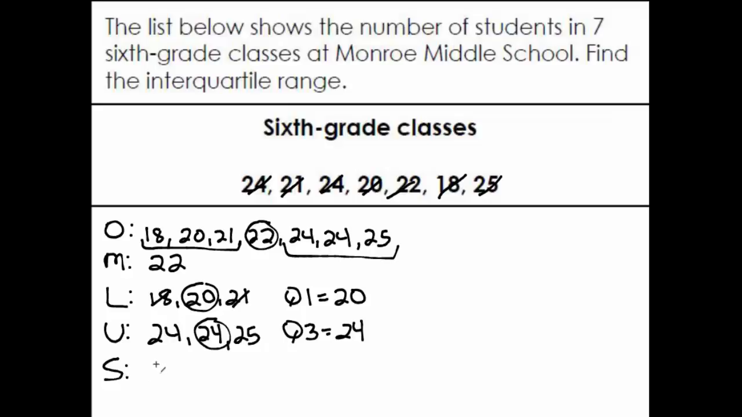Now we subtract the lower quartile from the upper quartile. So that's 24 minus 20, and we get 4. Therefore, our interquartile range, or IQR, is 4.